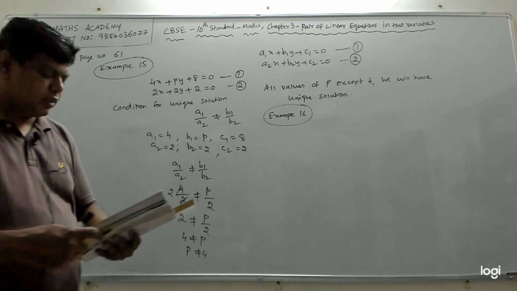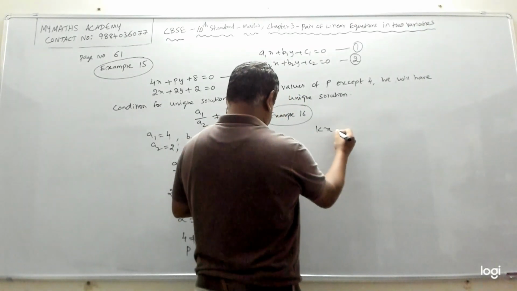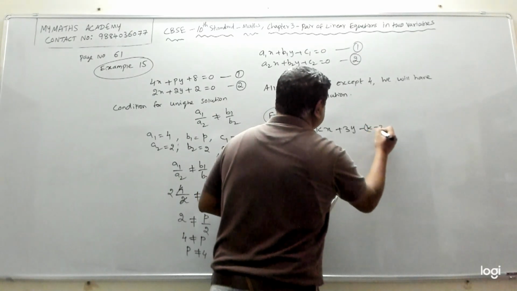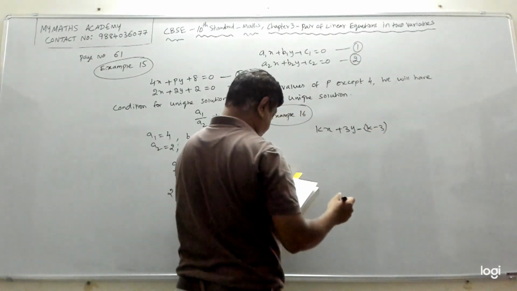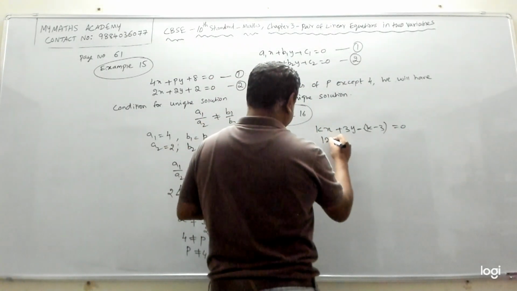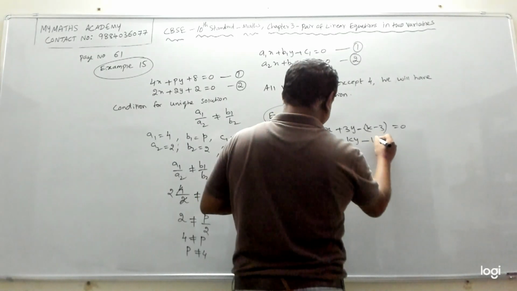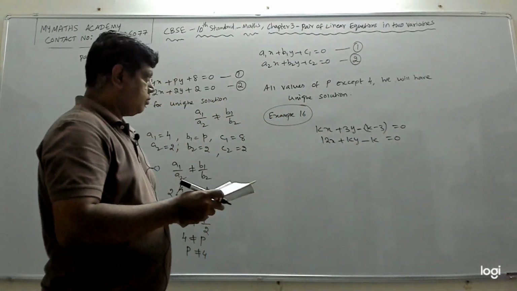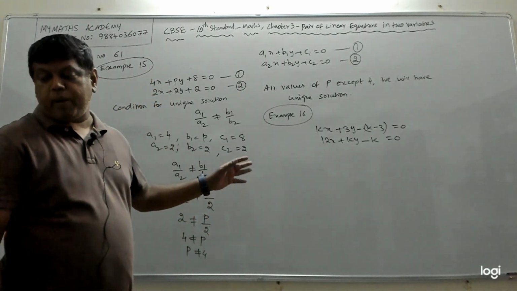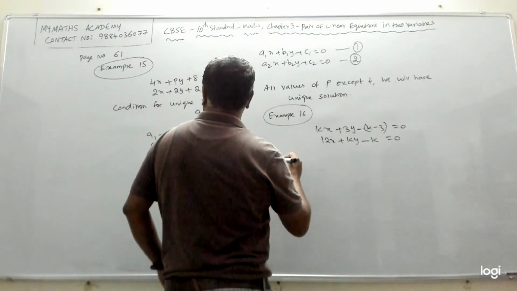So what is the equation that is given? The equation given for the 16th example is kx plus 3y minus (k minus 3) equal to 0, then 12x plus ky minus k equal to 0. So we have to find the value of k for which this pair of linear equations will have infinitely many solutions. Now for infinitely many solutions, what is the condition?